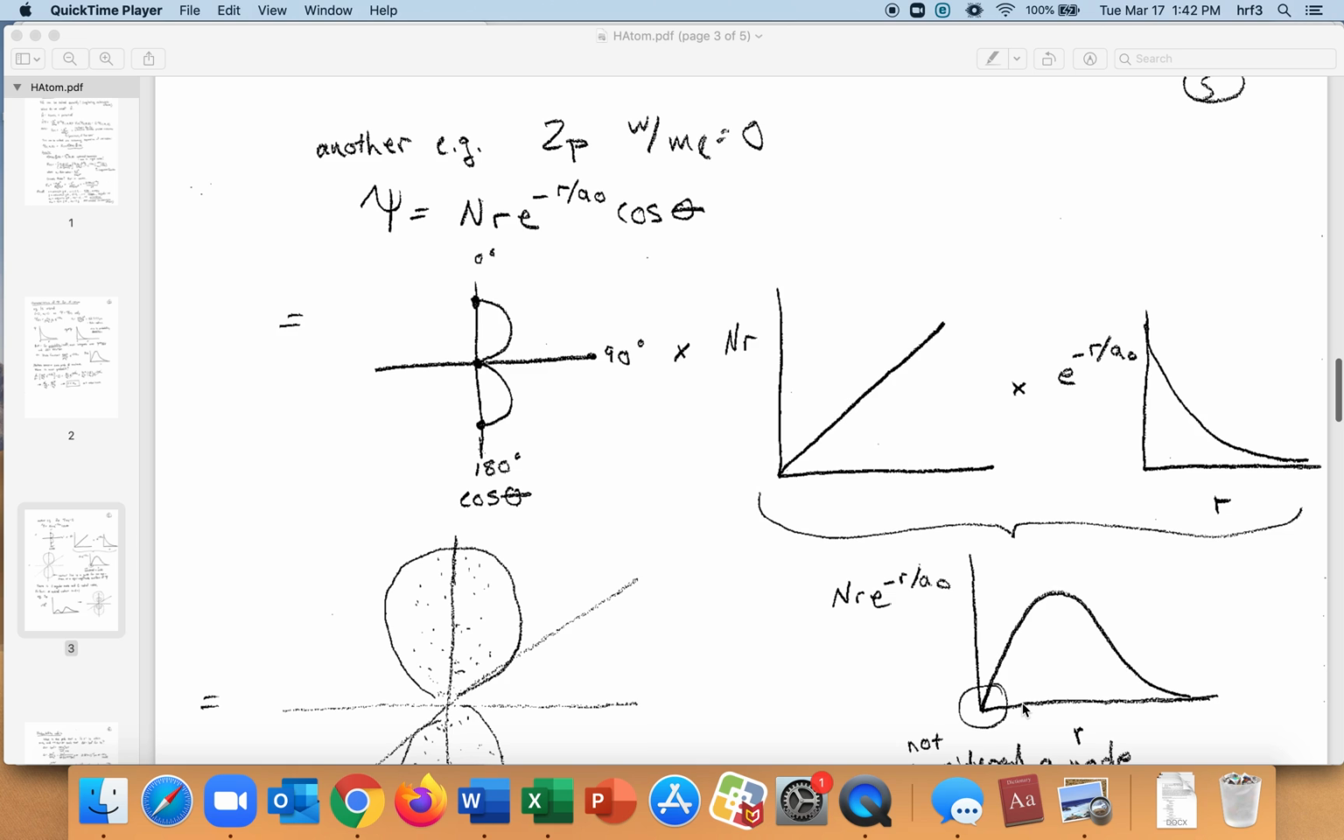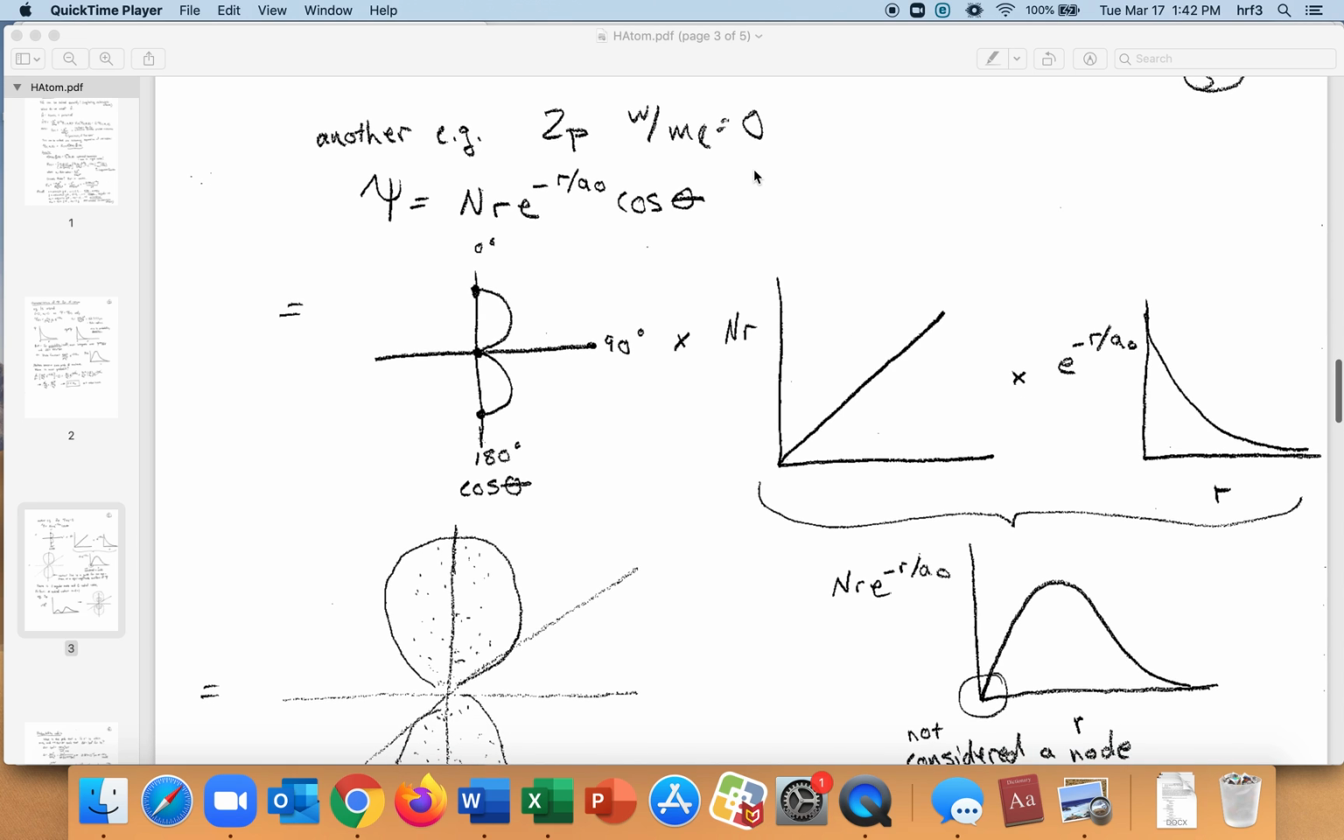Let's look at another example, 2p. So for p, of course, your L is equal to 1. That can only happen if n is equal to 2, because L can always, at a max, go up to n minus 1. And then m sub L could be negative 1, 0, or 1. We're choosing m sub L equals 0. Here's the psi. So you can see it's kind of 3 functions. You got r, you got e to the negative r, and you've got cosine theta. So here's the cosine theta function, what that looks like.